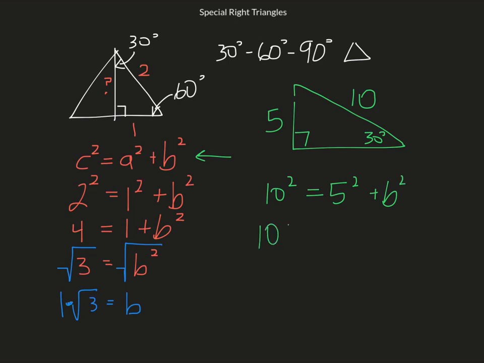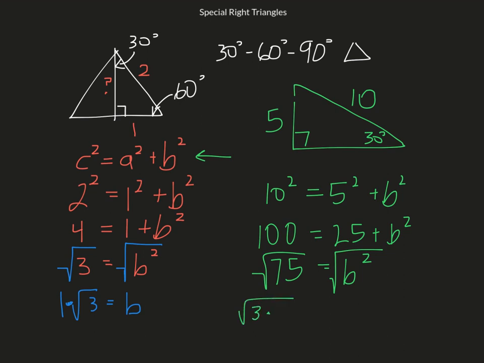And that is 100 equals 25 plus b squared. Subtract 25 from both sides, and we get 75 equals b squared. And now when we square root both sides, I can see that 75 is the square root of 3 times 25. Well, I can square root, and that is equal to the square root of 3 times the square root of 25. Well, the square root of 25 is 5. So this is really the square root of 3 times 5. Or we like to put the radical on the end and the whole number in front. We would write this as 5 times the square root of 3.